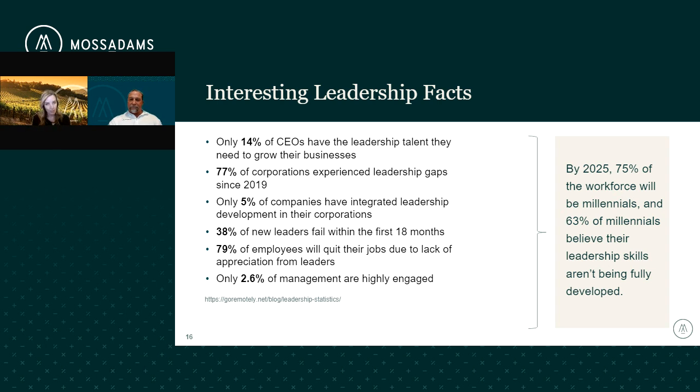The other one that leads into this goes back to what Brett was talking about, the pipeline of the workforce that's coming in, which is, by 2025, 75% of the workforce will be millennials, and 63% of the millennials believe that the leadership skills that they have aren't being fully developed. So if they don't have the skills that they need to grow into the leaders of tomorrow, we have a pipeline gap. And the 77% of leadership gaps that we've been experiencing since 2019 is only going to grow further. So we need to explore how we address this for tomorrow's future and growing into our next workforce goals.